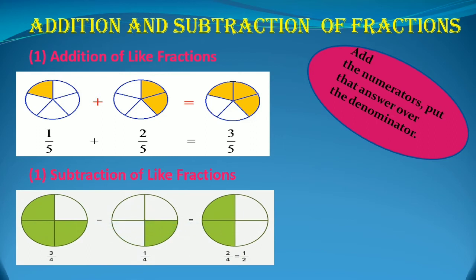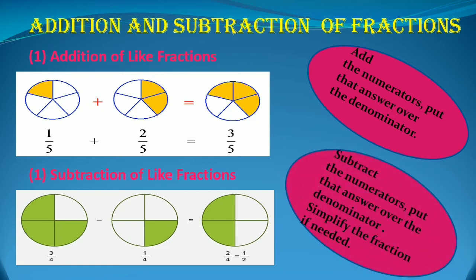In this figure we can see the first fraction is 3 by 4 and the other is 1 by 4. Similarly, because these are like fractions, we will subtract the numerators, put that answer over the denominator, and if needed, simplify the fraction. So when we subtract 1 by 4 from 3 by 4, we get 2 by 4. Here in 2 by 4, both the numerator and denominator are divided by 2. So we will get 1 by 2. It is the simplest form of the fraction.